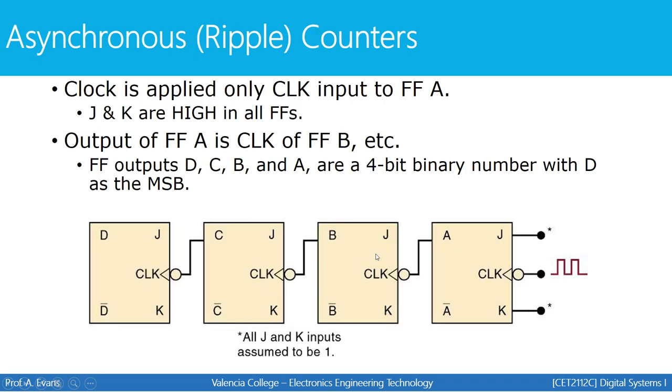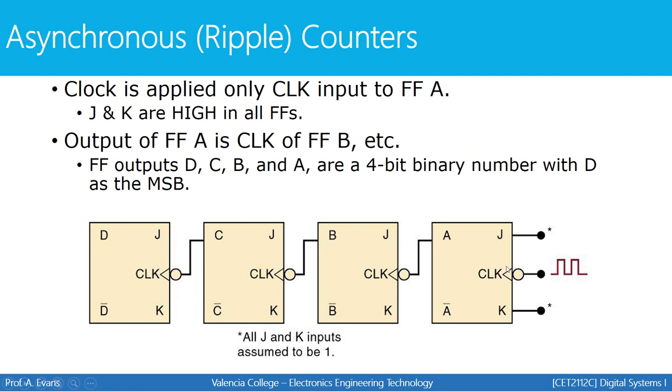So with this particular circuit, since J and K are always going to be 1, they're always going to be tied high, we know that for each of these flip-flops, every time the clock makes a negative transition, the output of each flip-flop is going to toggle.